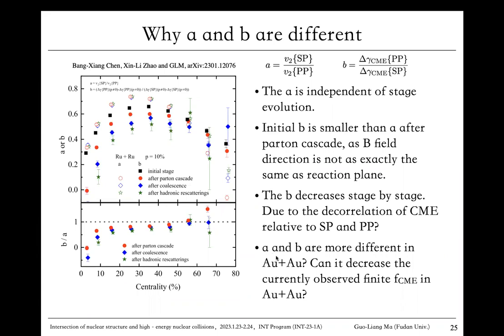We don't check the Au-Au collisions. This is a guess: A and B are more different in Au-Au collisions, due to the stronger interaction in Au-Au than in isobar collisions. So can it decrease the currently observed finite FCME in Au-Au collisions?